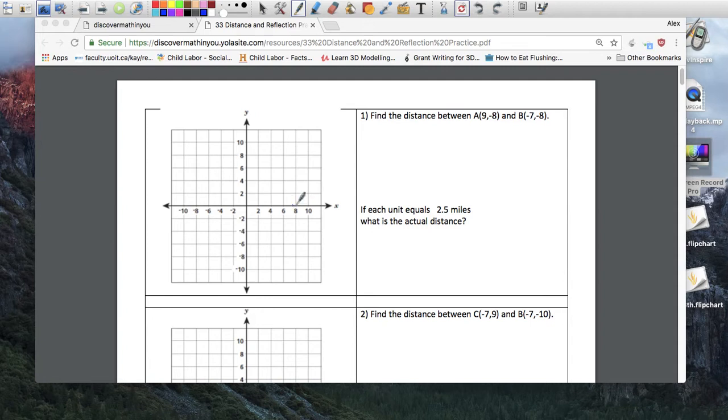So, find the distance between (-9, -8) and (8, -8). You should be at -9 and 8 is 9 over, 8 down, so somewhere around here. And -7 and 8, -7 and -8. So here are my 2 points. I'll call this A and B.